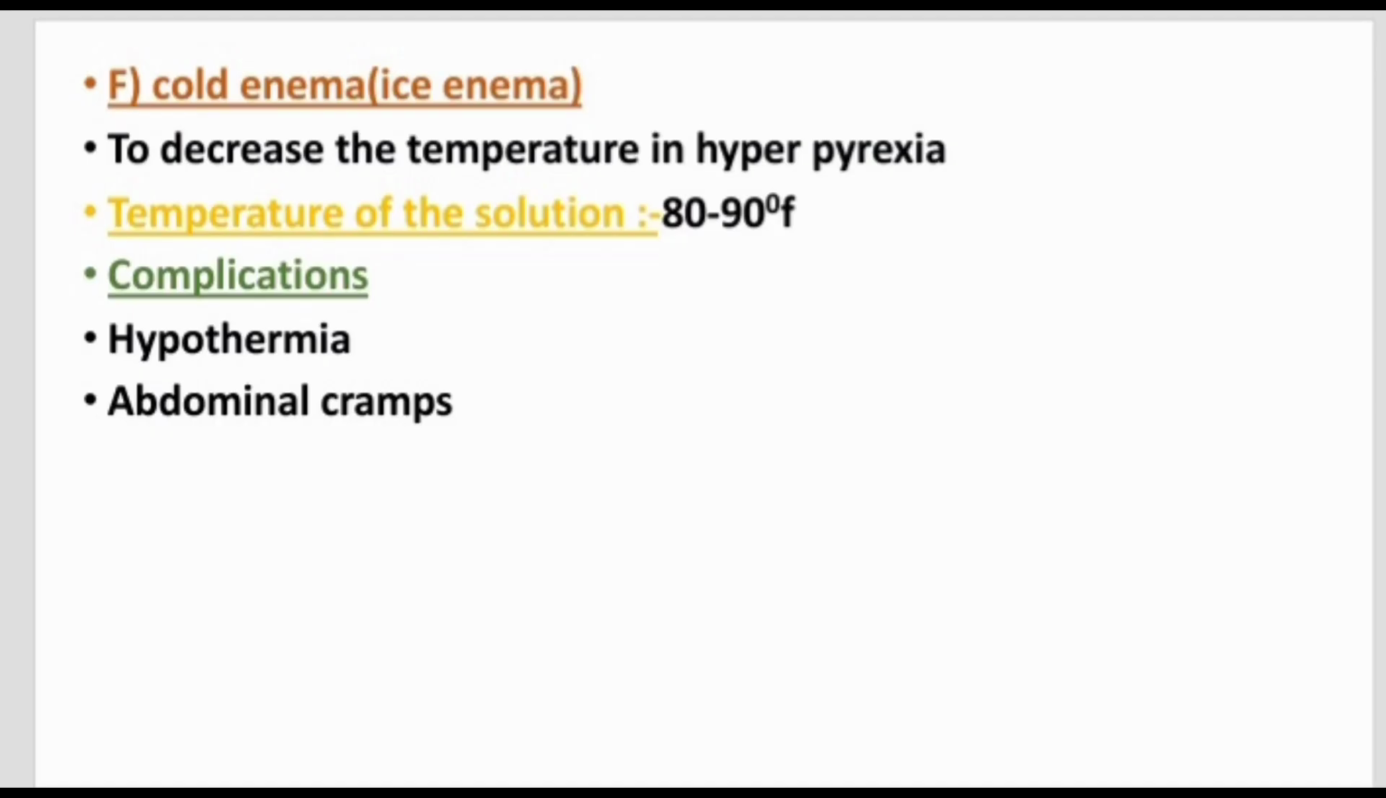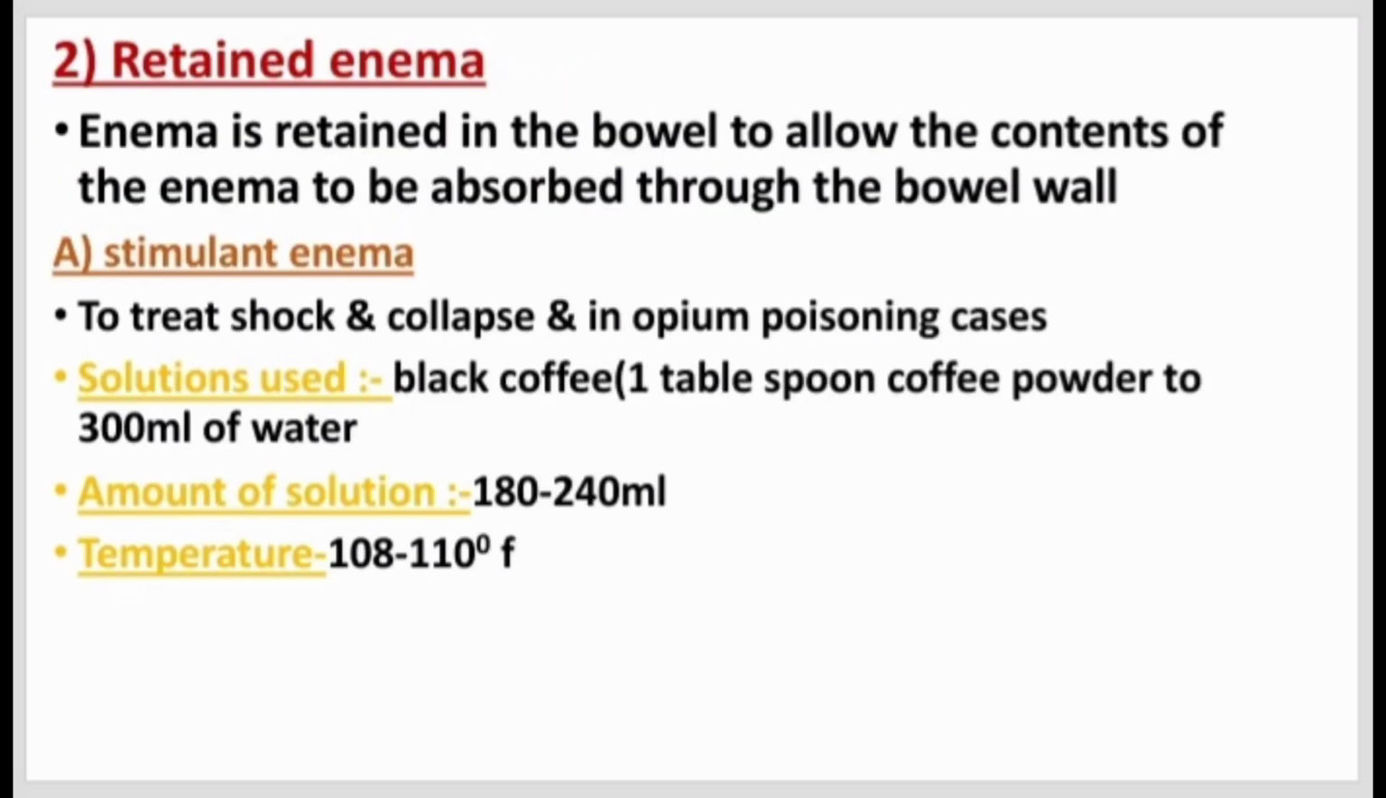Next is cold enema or ice enema. It is to decrease the temperature in hyperpyrexia. Temperature of the solution is 80 to 90 degree Fahrenheit and the complications include hypothermia and abdominal cramps. The second type of enema is retained enema. In this, the enema is retained in the bowel to allow the contents of the enema to be absorbed through the bowel wall. The first one is stimulant enema.